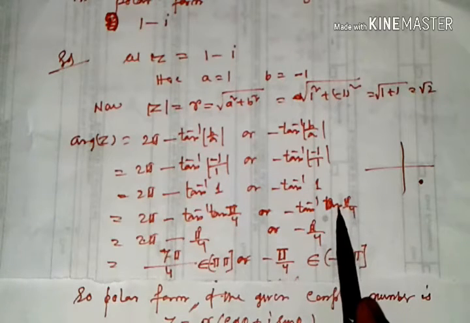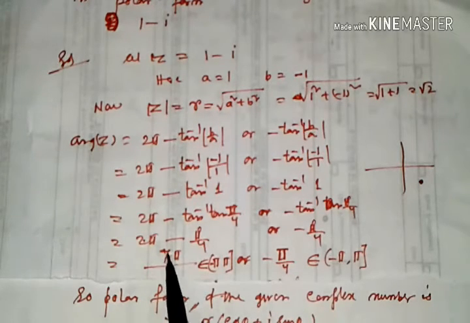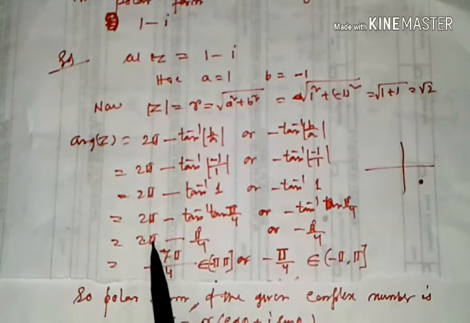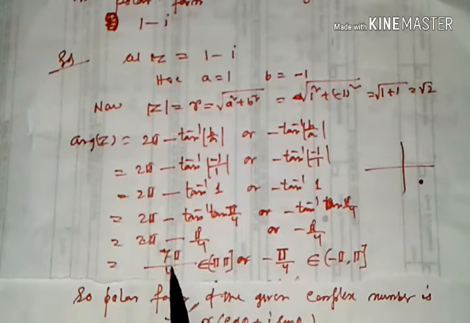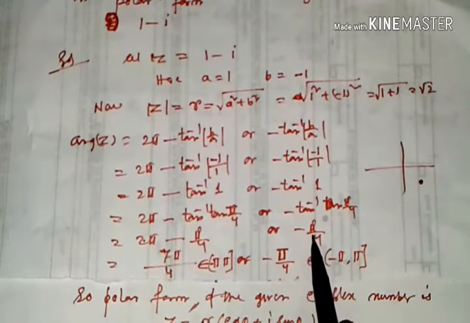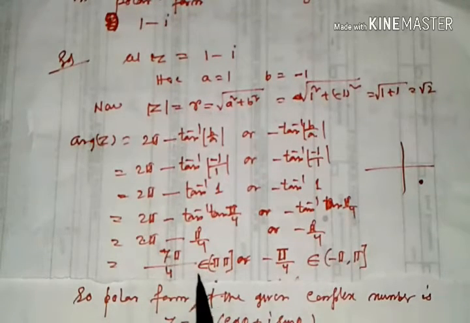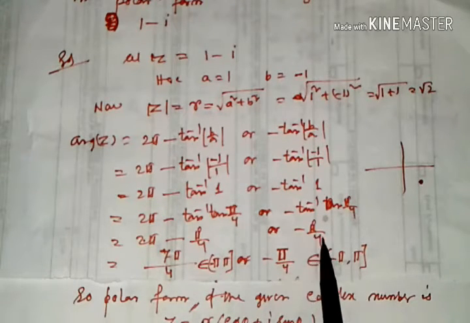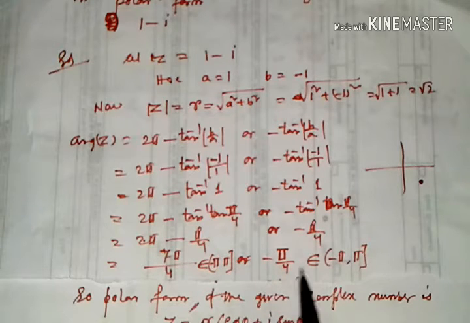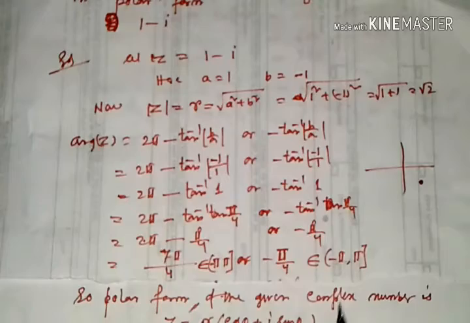Here also, in place of 1, tan pi by 4. But it is 8 pi minus pi, this is 7 pi by 4. It is minus pi by 4. But 7 pi by 4 does not belong to the interval minus pi to pi, so it is not the principal argument here. But minus pi by 4 belongs to minus pi to plus pi. Therefore, in the case of polar form also, we write the principal argument here only.